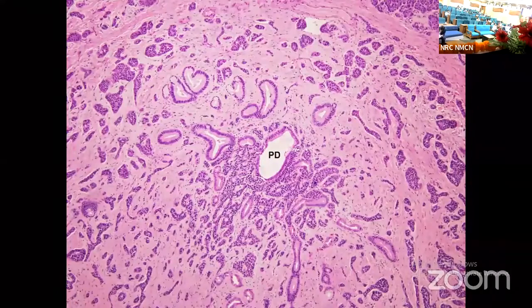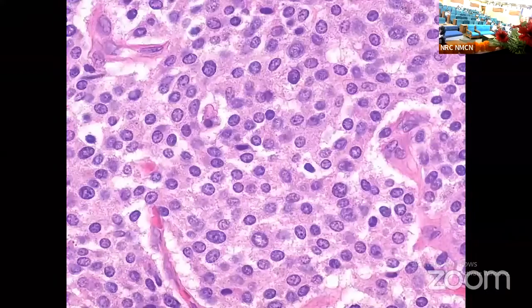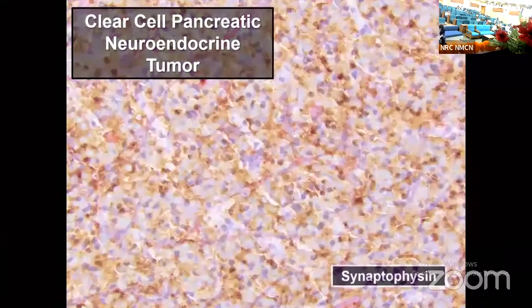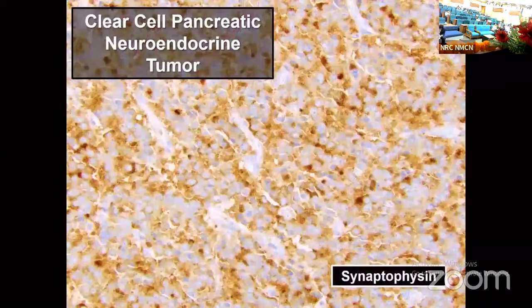However, despite the variety of organoid patterns, all PANETs show similar cytologic features that are characterized by an eosinophilic granular cytoplasm and stippled or salt and pepper nuclei. Except for one variant, specifically the clear cell variant of pancreatic neuroendocrine tumors that exhibits abundant clear cytoplasm and may mimic a renal cell carcinoma. Hence, demonstration of neuroendocrine differentiation is essential to making the diagnosis of a pancreatic neuroendocrine tumor using immunohistochemical stains such as synaptophysin and chromogranin.